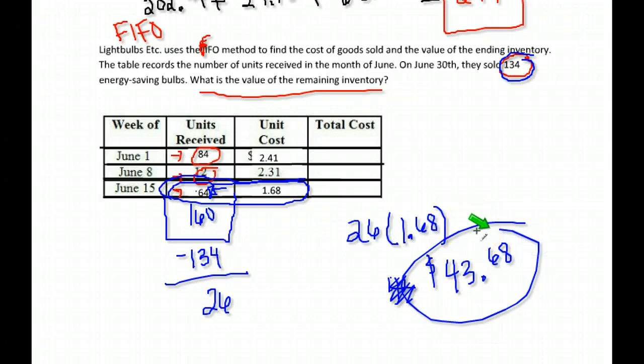So notice this is much different than the average cost method. We're just figuring out if we sell these first and go down, where are our leftovers, how much were they a piece, and that gives us the cost of our remaining inventory.